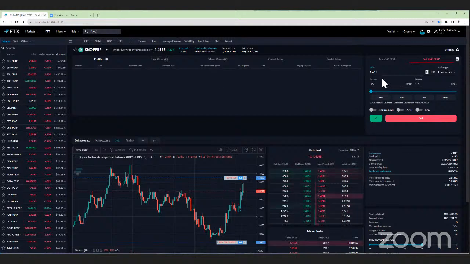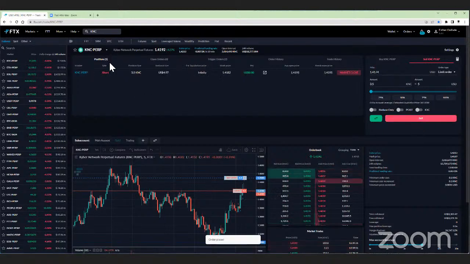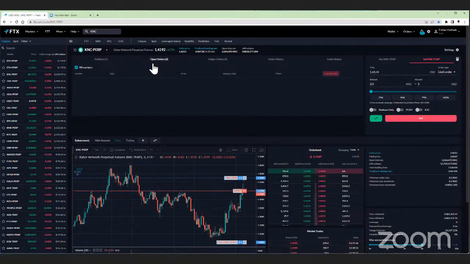So 1.4175 or 418. Yeah, 74. Okay, sell. I've placed the order. Boom, it's hit. If it did not fill, it will be out here under open order.